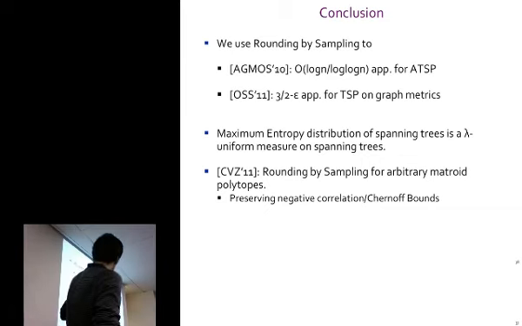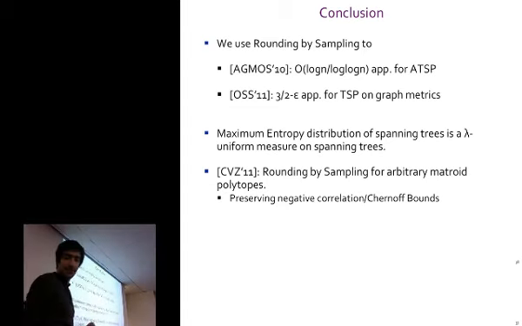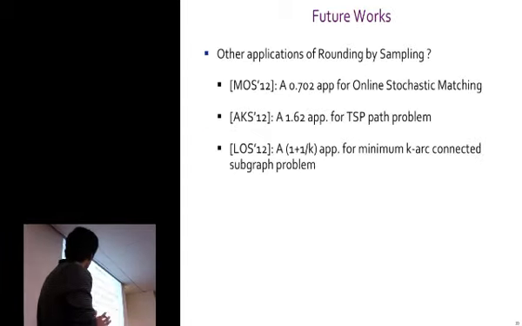Chekuri, Vondrak, and Zenklusen show that this rounding by sampling method can also be applied to any arbitrary matroid polytope, or generalizations of spanning trees, such that negative correlation and Chernoff bounds are still preserved, but they use different kinds of distribution, not the maximum entropy distribution. With maximum entropy, there is a caveat of computing it for arbitrary matroids. It's not easy.